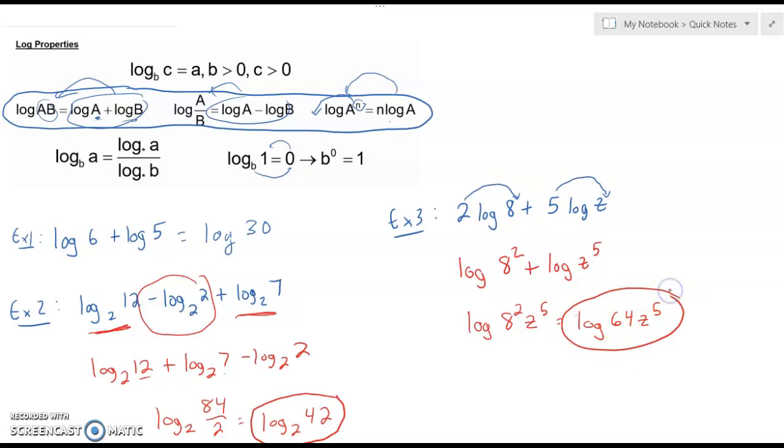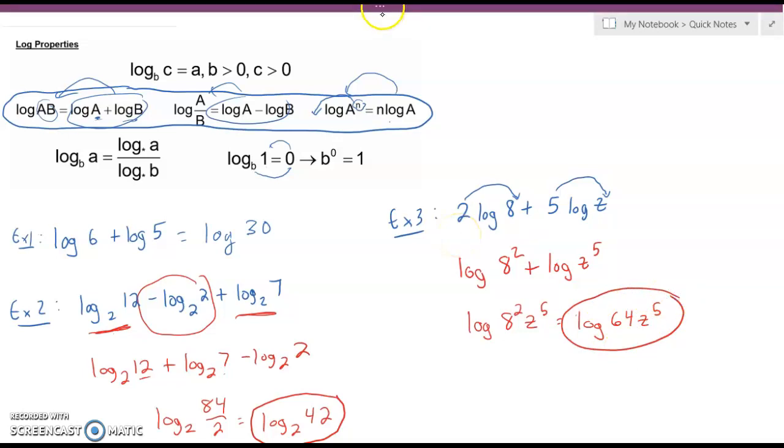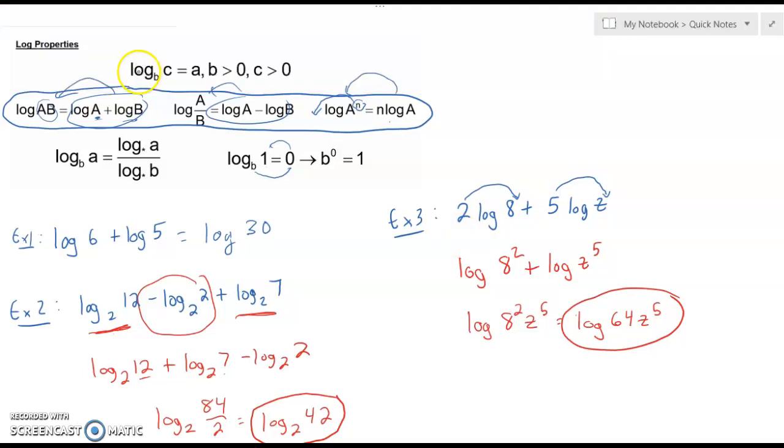Again, I took that coefficient in front, brought it in as an exponent, and then applied the property of adding logs turns into a multiplication. And let's try another one.